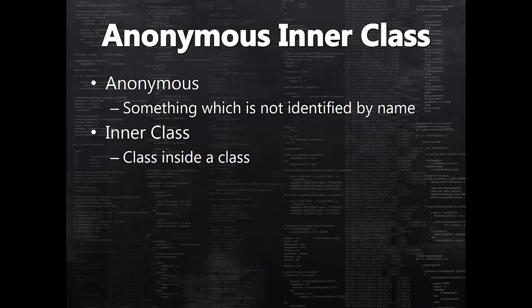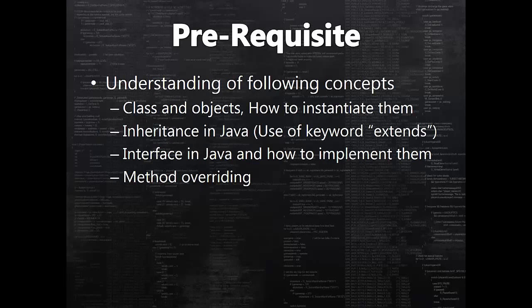Java. So what is an anonymous inner class? Anonymous is something which is not identified by its name. An inner class, as the name suggests, is a class which is inside some other class. If you understand the prerequisite concepts, then this tutorial will be easy for you to understand.